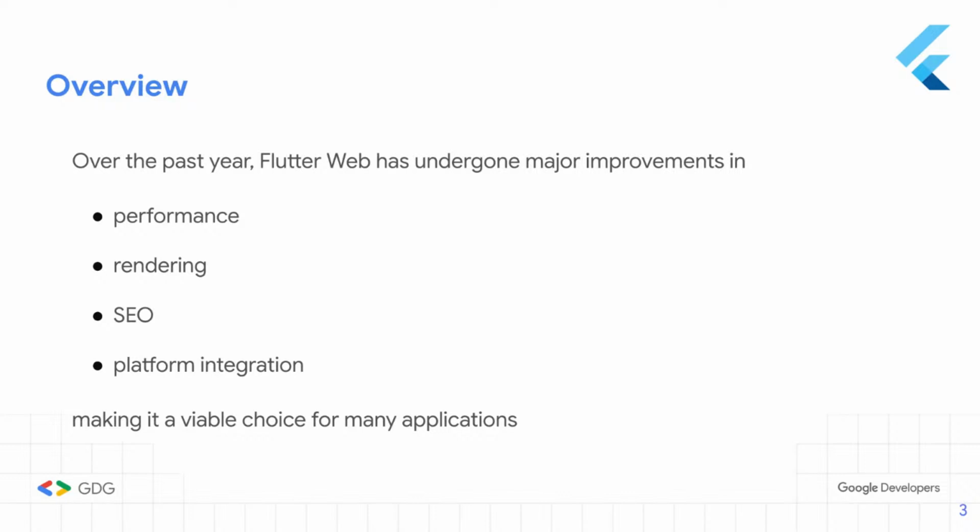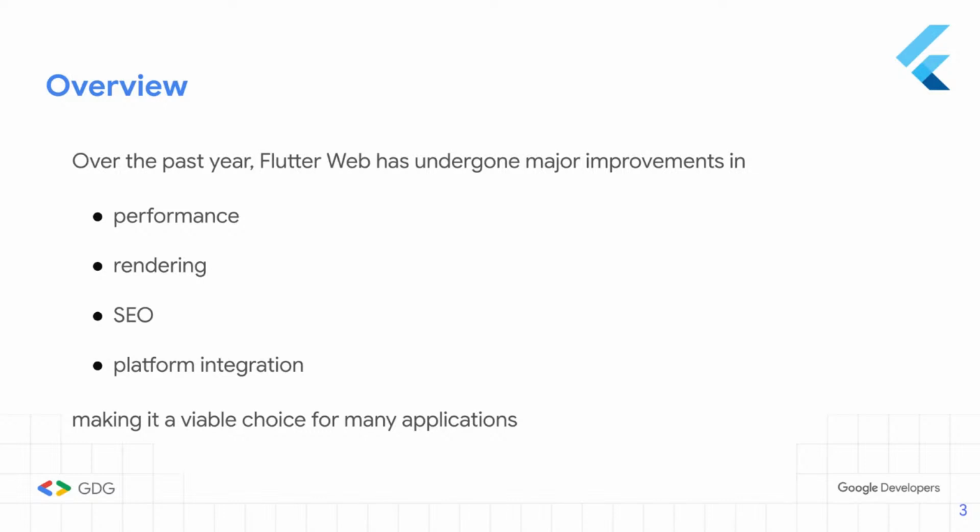So as we all know, Flutter keeps coming out with very frequent updates. Over the past year, Flutter Web has undergone major improvements, and these improvements have ranged from areas like performance to Impeller rendering to SEO and also platform integration. All these areas have seen major improvements over the year, and this has improved Flutter Web's performance with every update, because of which Flutter Web has become a viable choice for many applications.